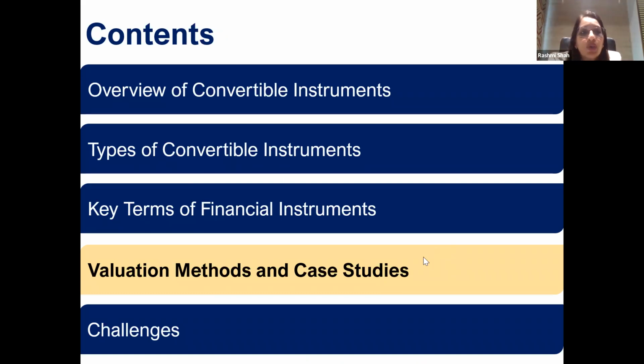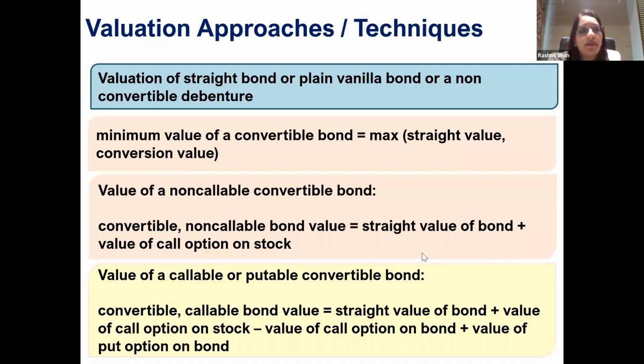So from here, we'll go to the case studies. But before that, we'll just see the theoretical aspect of the valuation approaches and techniques. Straight bonds, as we all know, are valued using discounted cash flow analysis. Valuation complexities are definitely there because of the characteristics of the bonds and the rate that you have to use for discounting the cash flows.